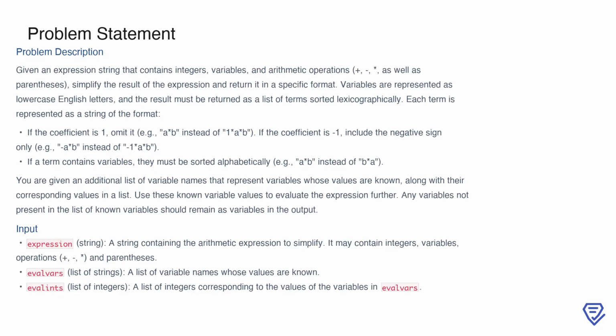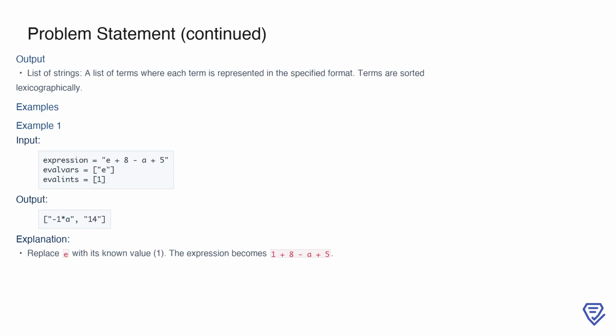The problem also introduces the concept of known variables. We are provided with a list of variable names and their corresponding values, which can be used to evaluate parts of the expression. Any variables not included in the known values should remain as they are in the output. The output of this problem is a list of terms, formatted as described earlier and sorted lexicographically.